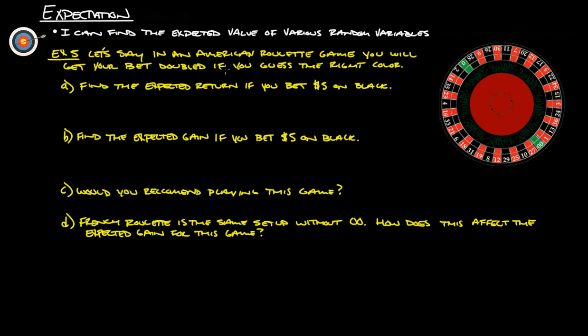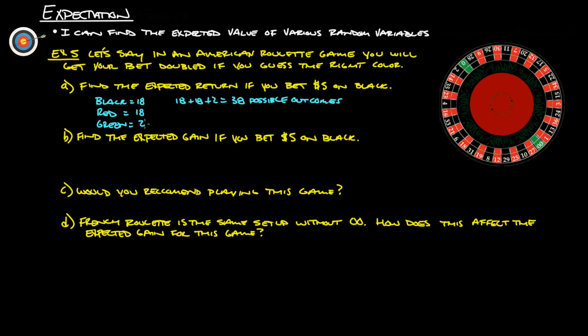Let's say in an American roulette game, you will get your bet doubled if you guess the right color, which is pretty standard, I believe, for most of the casinos. So A, find the expected return if you bet $5 on black. If we look on here, I'm just going to tell you how many of each of the spaces there are. Going through and counting, there are 18 black spaces, 18 red spaces, and 2 green spaces.